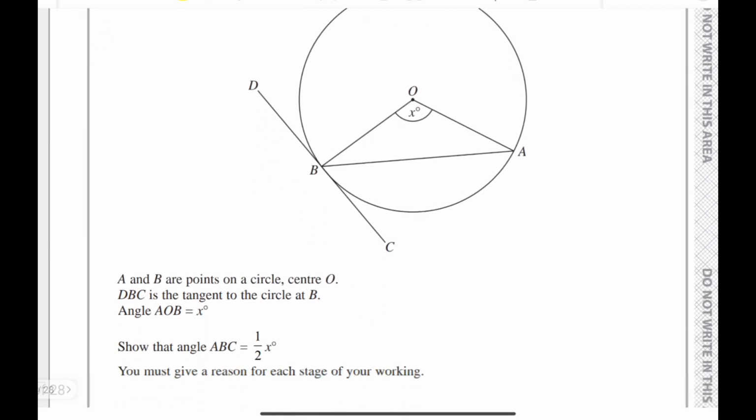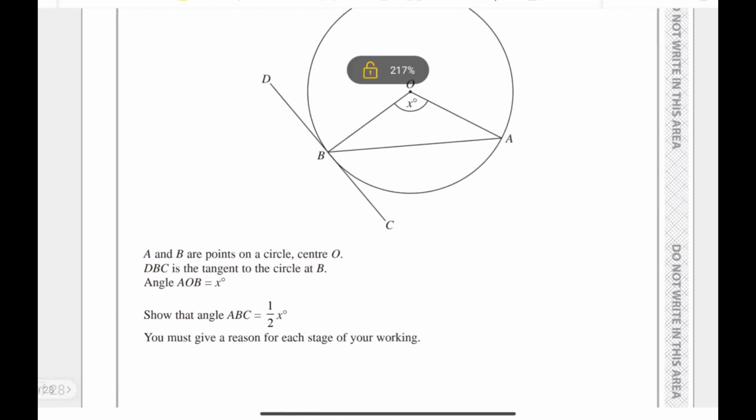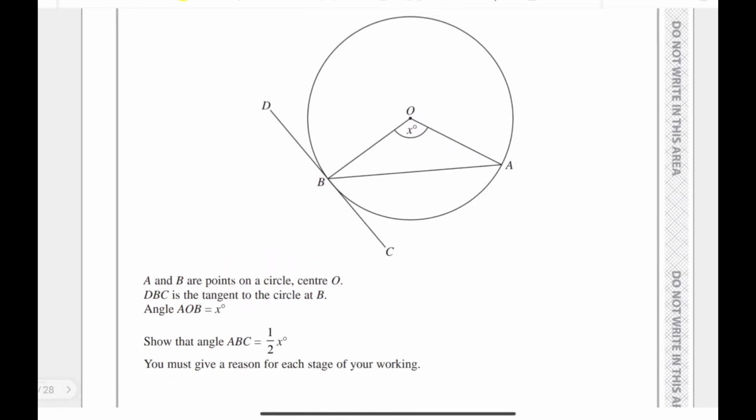Question 18. This is circle theorem. Again, if you get confused on circle theorem, check my YouTube channel for a video on circle theorem. I made a comprehensive video on that as well. So, A and B are points on a circle, and point O is the center. DBC is the tangent to the circle, which is a straight line, and AOB is x degrees.